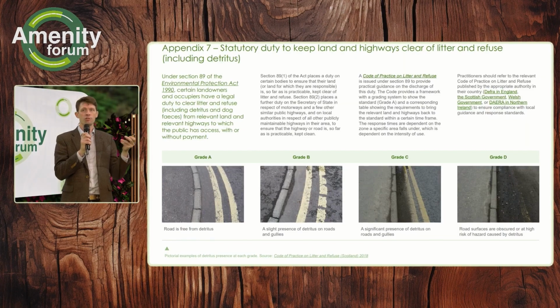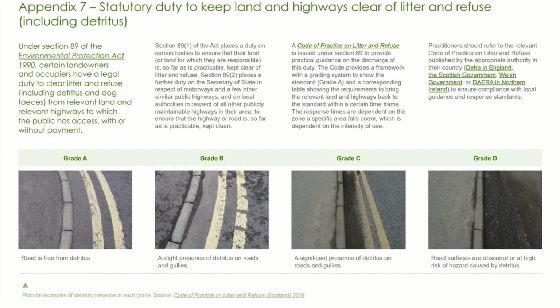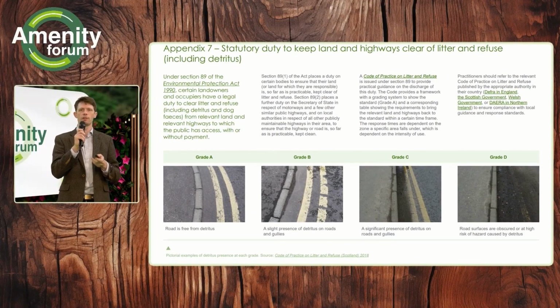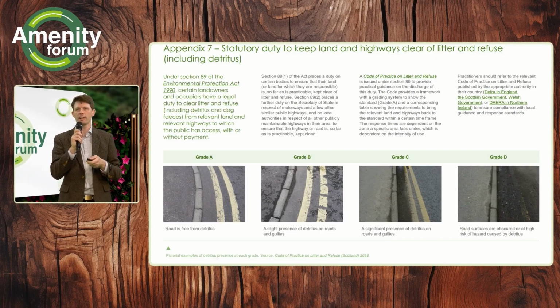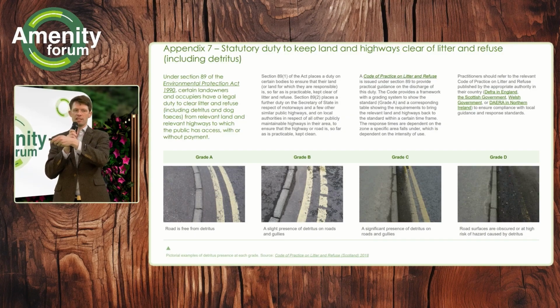In the UK, there's a statutory duty to keep highways clear of litter and refuse, and this includes detritus. In the Code of Practice on Litter and Refuse, it explicitly states that detritus is one of the things that you have to keep the road clear of. And there's a grading scale for this detritus. If you find it interesting, you should refer to that Code of Practice, and you can see this grading system. Grade A is where it's supposed to be, so that you can see all the lines and the curb edge is clear. And then any grade past that has to be rectified within a certain amount of time back to grade A.